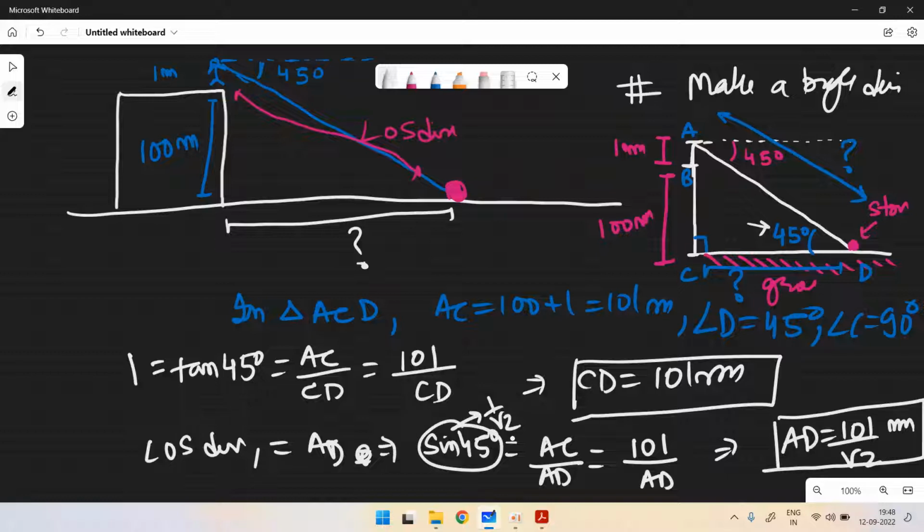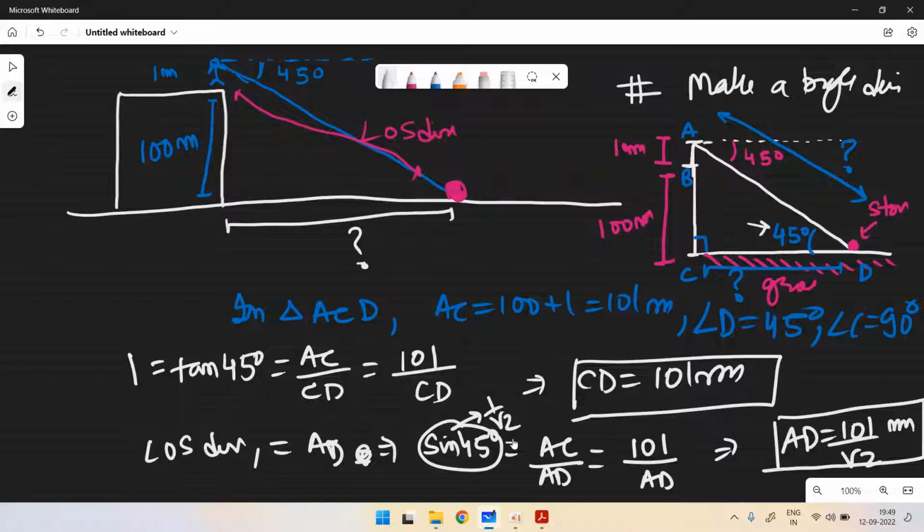So line of sight distance AD is nothing but 101 by root 2 meters, and the location of the stone with respect to the building is 101 meters. This was another example where the angle of deviation was given.